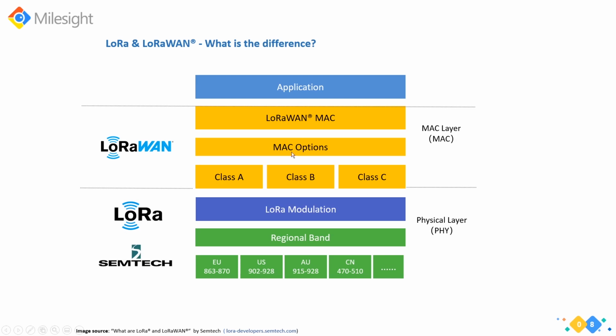And in this slide, in this picture, you can find on the layer below, in the green color, the different regions have different bands, such as in Europe, in the United States, in Australia, in China, and there are different frequencies. And then there's a lot of modulation. I think you must be familiar with FSK modulation or ASK modulation, but here we're making use of the LoRa modulation.